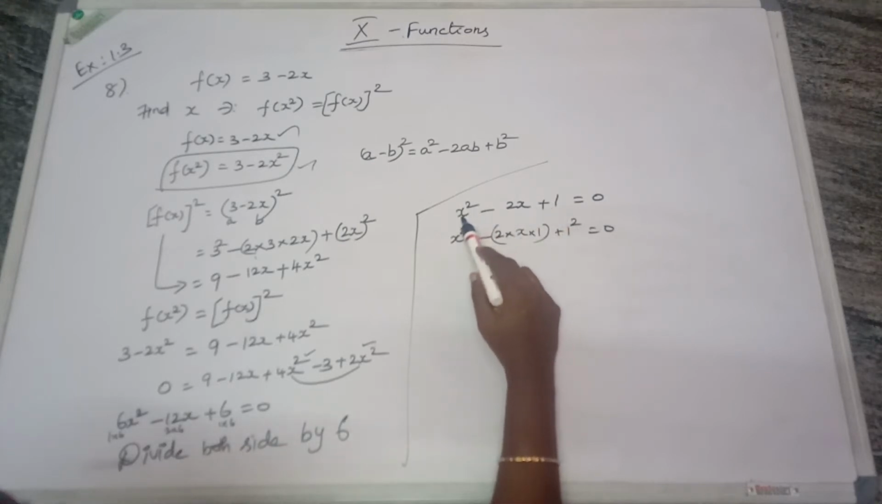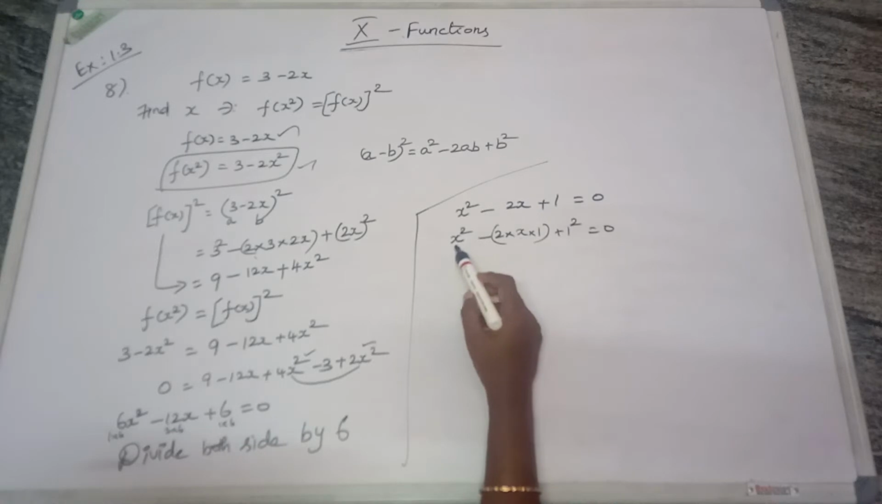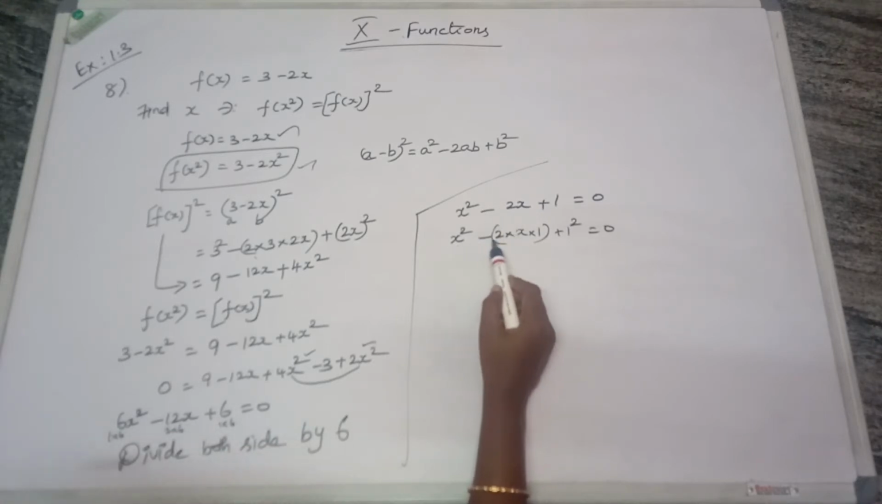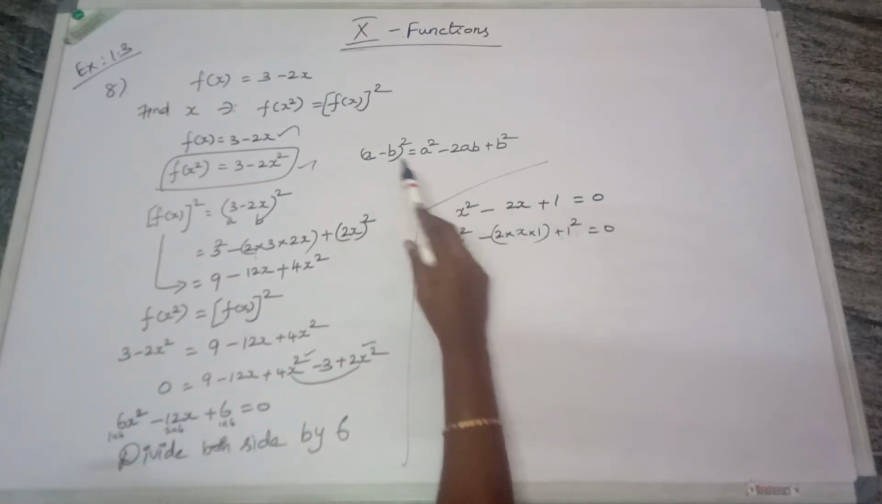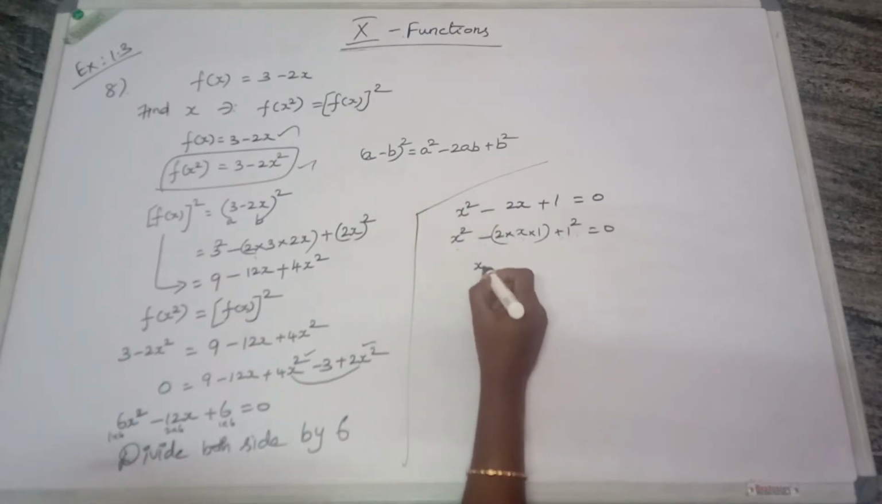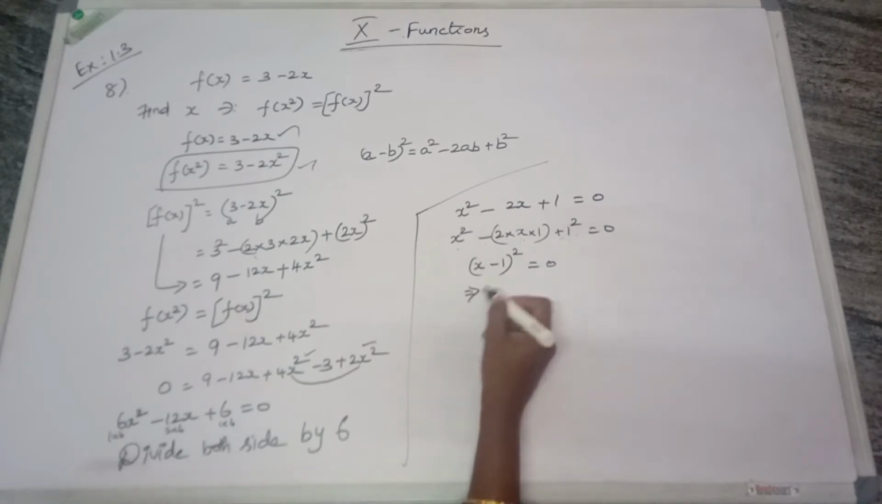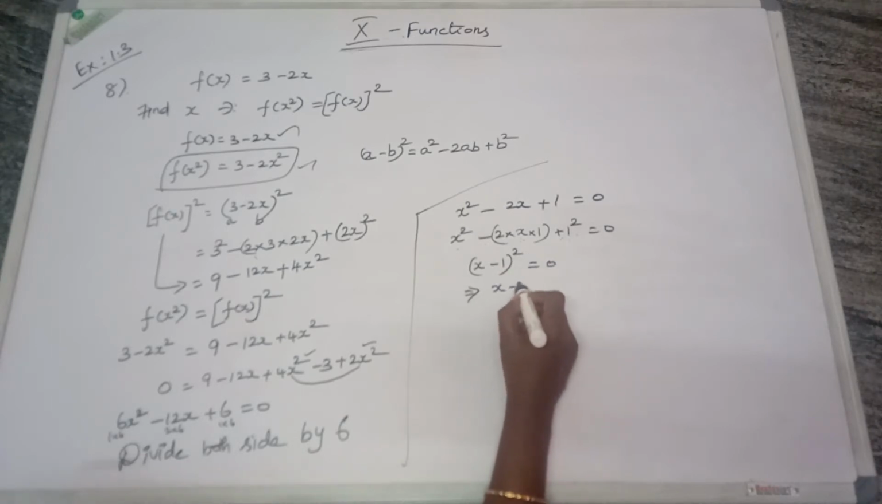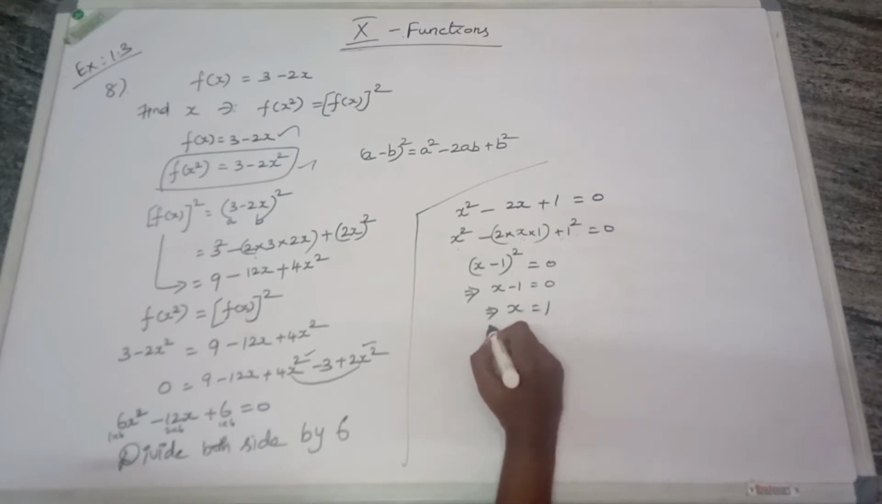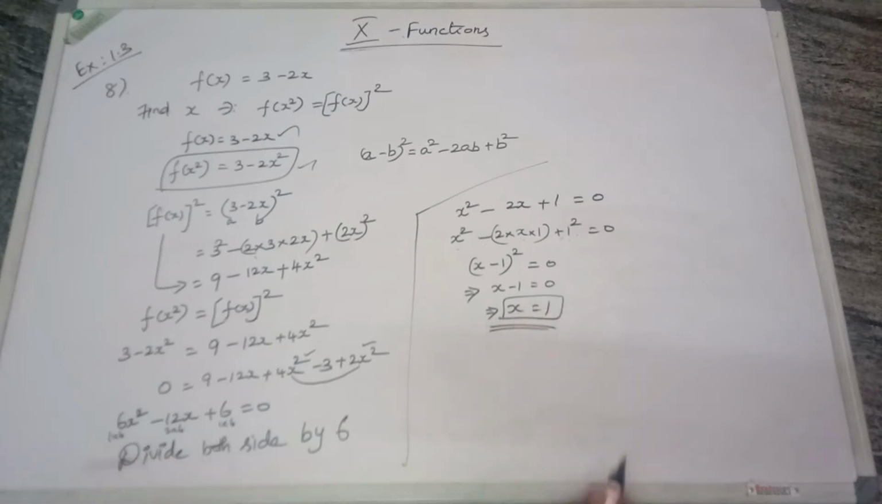So we can write x square minus 2x plus 1 in the form of a square minus 2ab plus b square. a square minus 2ab plus b square is nothing but a minus b the whole square. In the place of a we have x, and in the place of b we have 1. So x minus 1 the whole square equal to 0, which implies x minus 1 is equal to 0, which implies x equal to 1. So we have found the value of x.